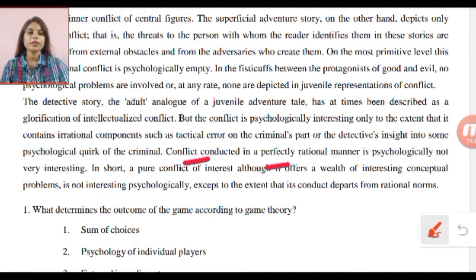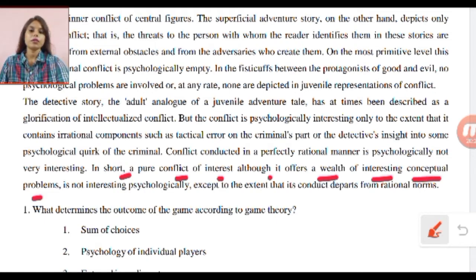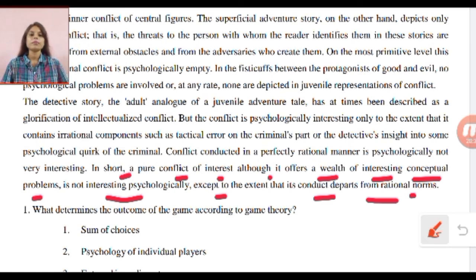Conflict conducted in a perfectly rational manner is psychologically not very interesting. That is what I just told you all. In short, a pure conflict of interest, although it offers a wealth of interesting conceptual problems, is not interesting psychologically, except to the extent that its conduct departs from rational norms. So they are talking about a pure conflict of interest, which may offer quite interesting conceptual problems, but it is not interesting psychologically until and unless it is irrational.